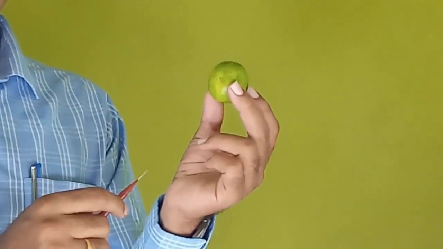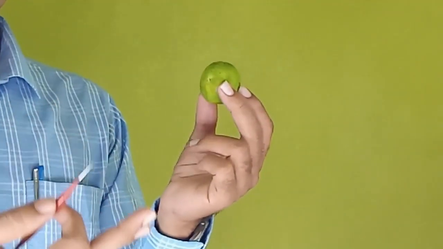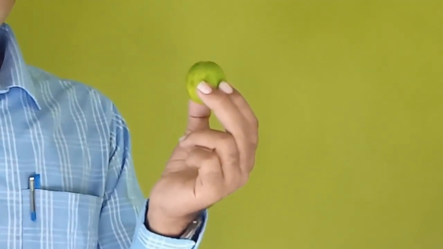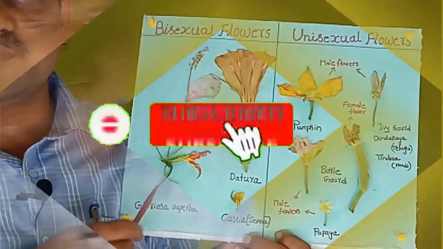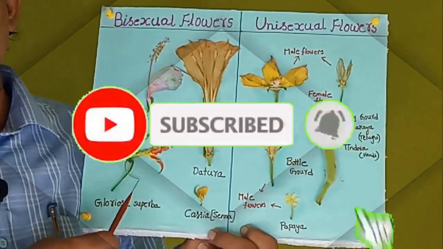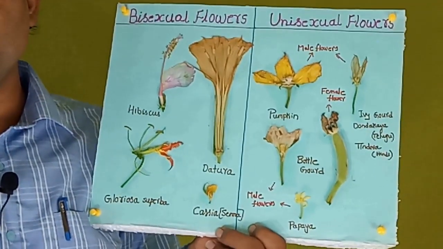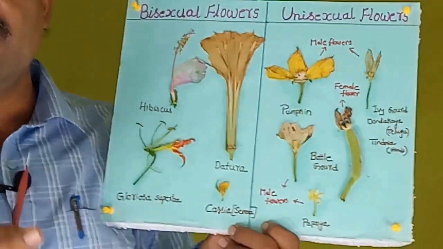This is a syncarpous condition. It means lemon is there, guava, a lot of examples are there. All are the characteristics of the syncarpous condition. It is called syncarpous gynoecium. Concept of floral parts. We will discuss the sexuality of the flowers. You know, seeing a lot of flowers, most of the flowers are generally two types of flowers which we can see in our surroundings.